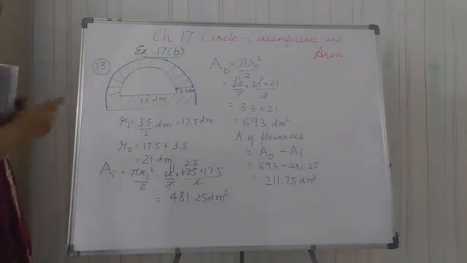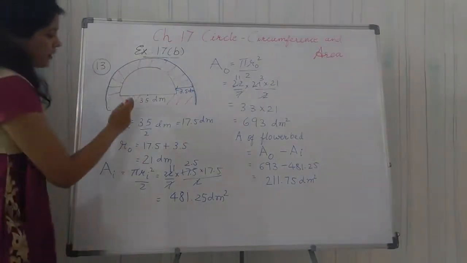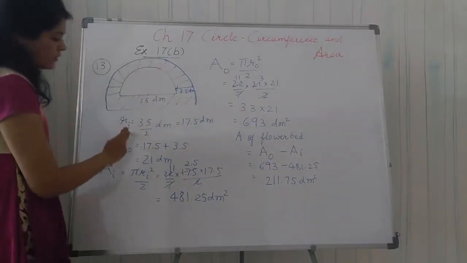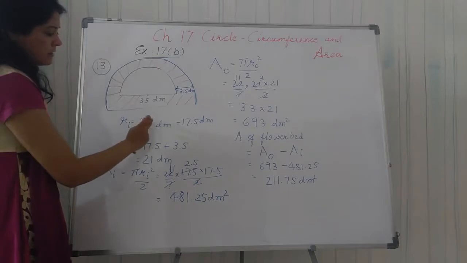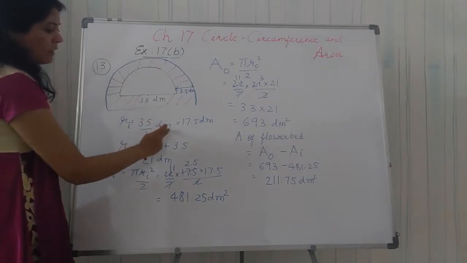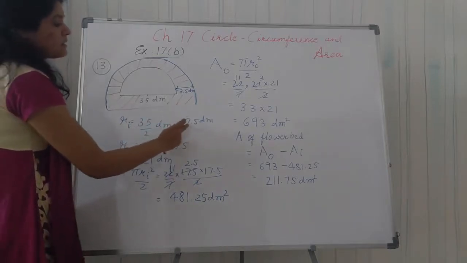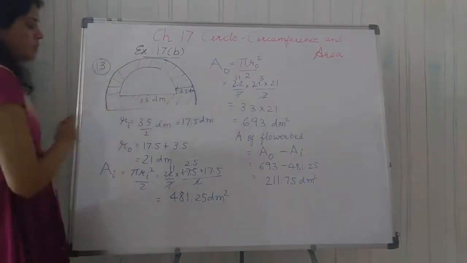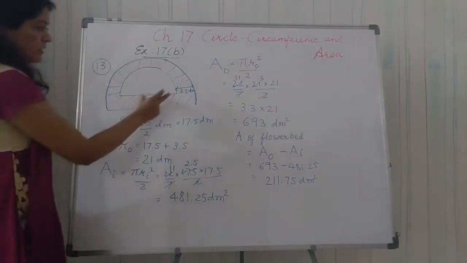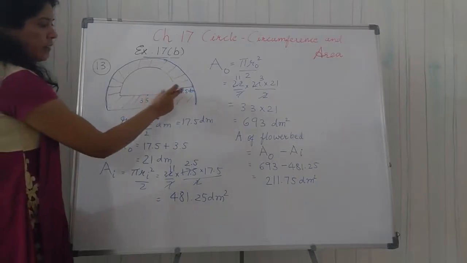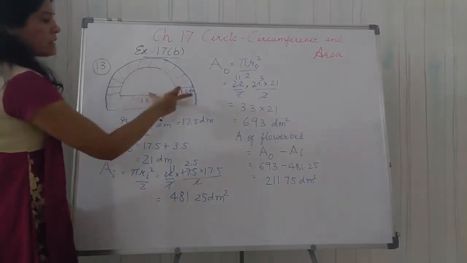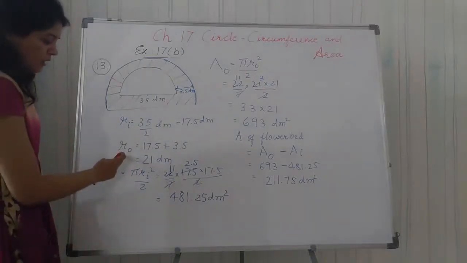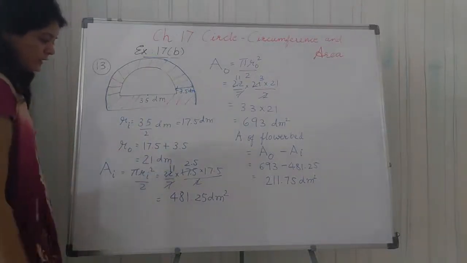So for that, students, first of all I need to find the inner radius. This is the diameter given to us. So I found the inner radius first, that is 35 by 2 decimeter. This is 17.5 dm. Now we want the outer radius also. So for that, this is the inner radius 17.5. If I need the outer radius, I need to add this 3.5 to it. So I get outer radius 21 decimeter.